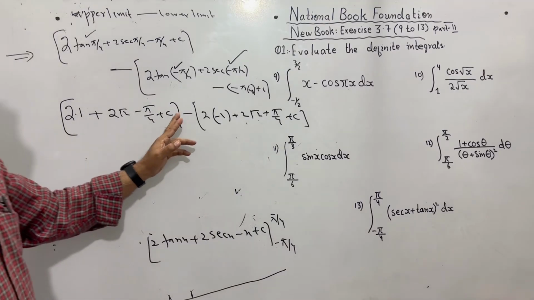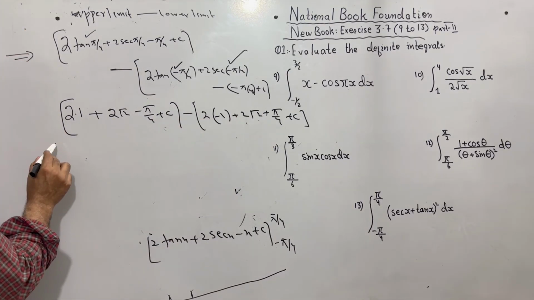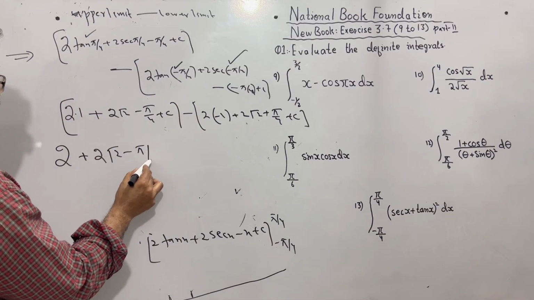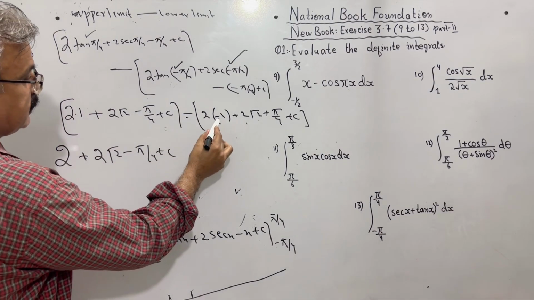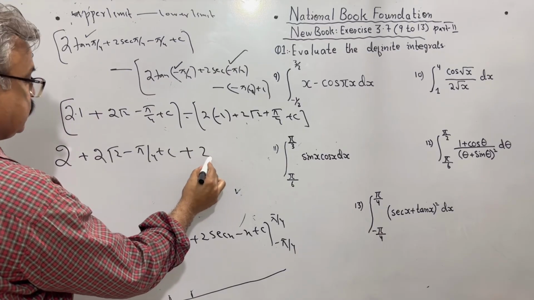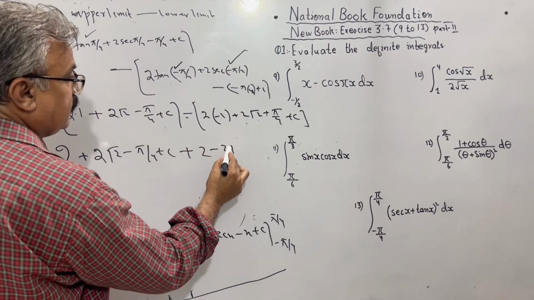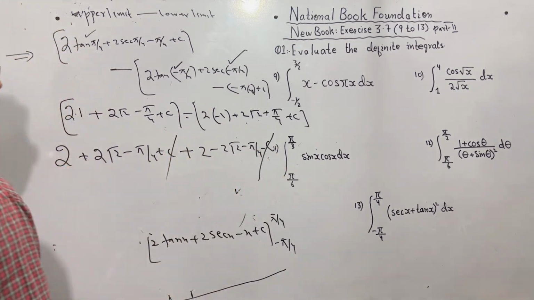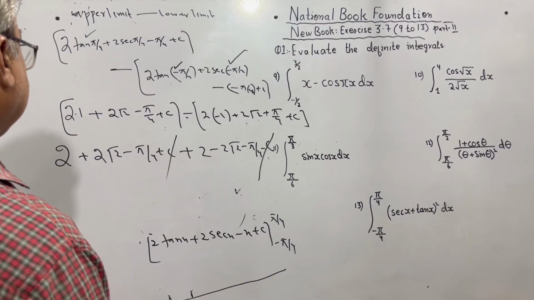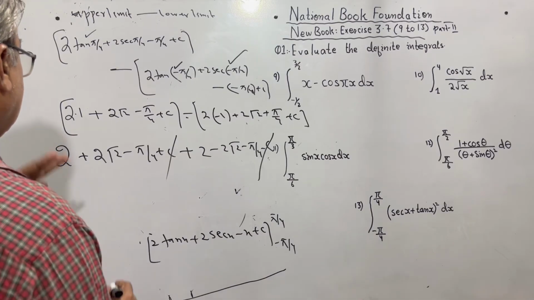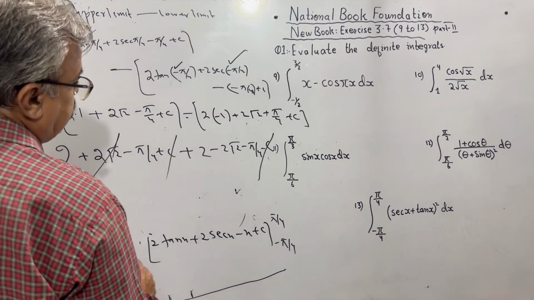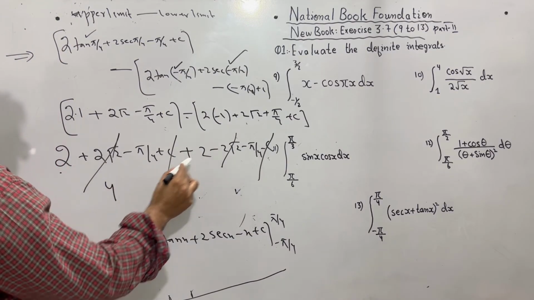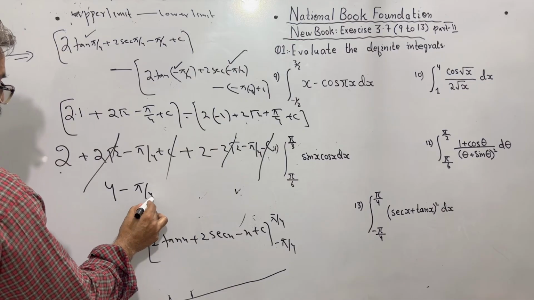Just simplifying, multiplying this minus, and let's see what remains. 2 plus 2 times root 2, minus pi over 4 plus c, minus, it will become plus 2, it will become minus 2 times root 2, minus pi over 4, minus c. Negative c cancels. We have 2 times root 2, and 2 times root 2 cancels out. 2 plus 2, it's our 4, minus pi upon 4 minus pi upon 4.